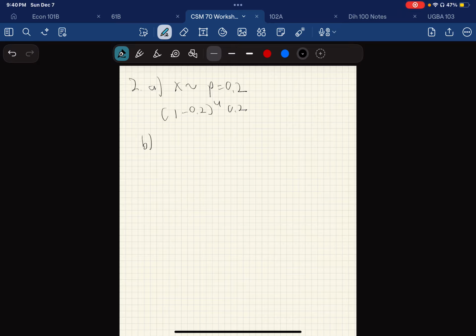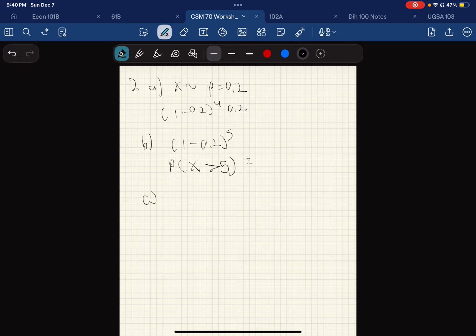For B, what's the probability that he goes to class after the fifth day? All that it means is that he succeeds sometime after the fifth day, like he goes to school on the sixth day, the seventh day, the eighth day. But regardless of which, it means that there are going to be five failures. So we can write this probability as (1 minus 0.2) to the fifth. That's the same thing as saying the probability that X is greater than 5.